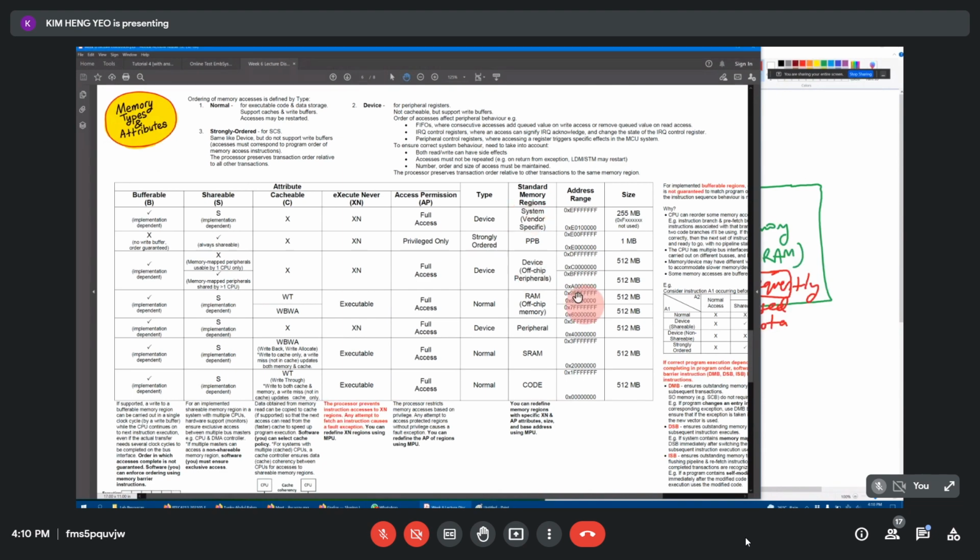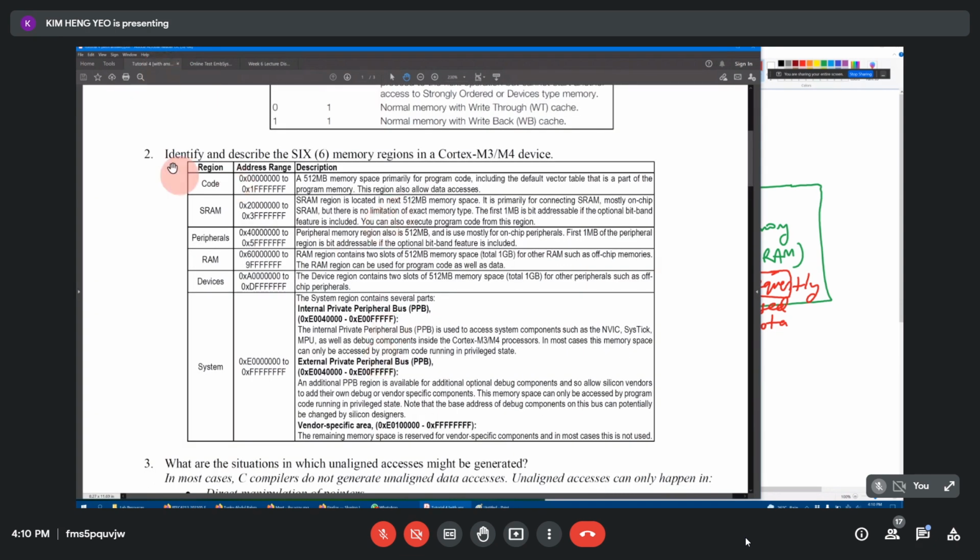So these six regions have an address range. Each of them starts from a certain address until a certain address. Okay, their sizes are all 512 MB. Right. RAM got two blocks of 512 MB. External RAM got two blocks of 512 MB or 1 GB. External peripherals also got two blocks of 512 MB or 1 GB. And then they all have different attributes, which is what you explain here. So identify and describe the six memory regions. You identify the six regions, the address range, and then you describe them. Okay, so the rest are all the same.